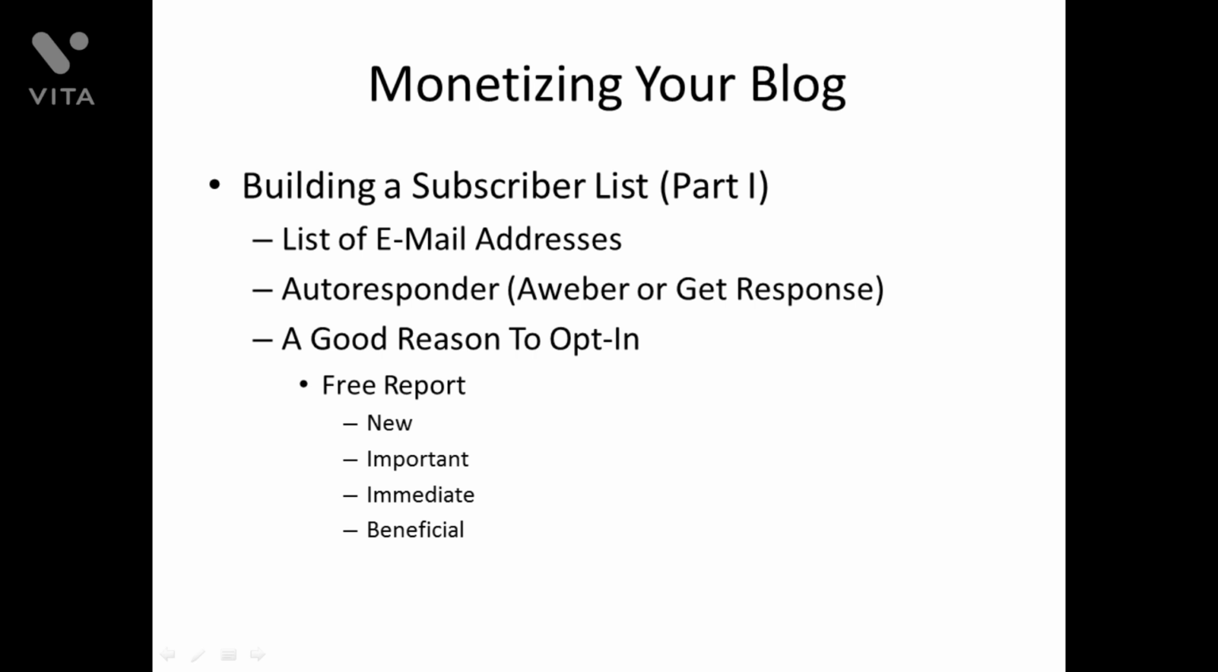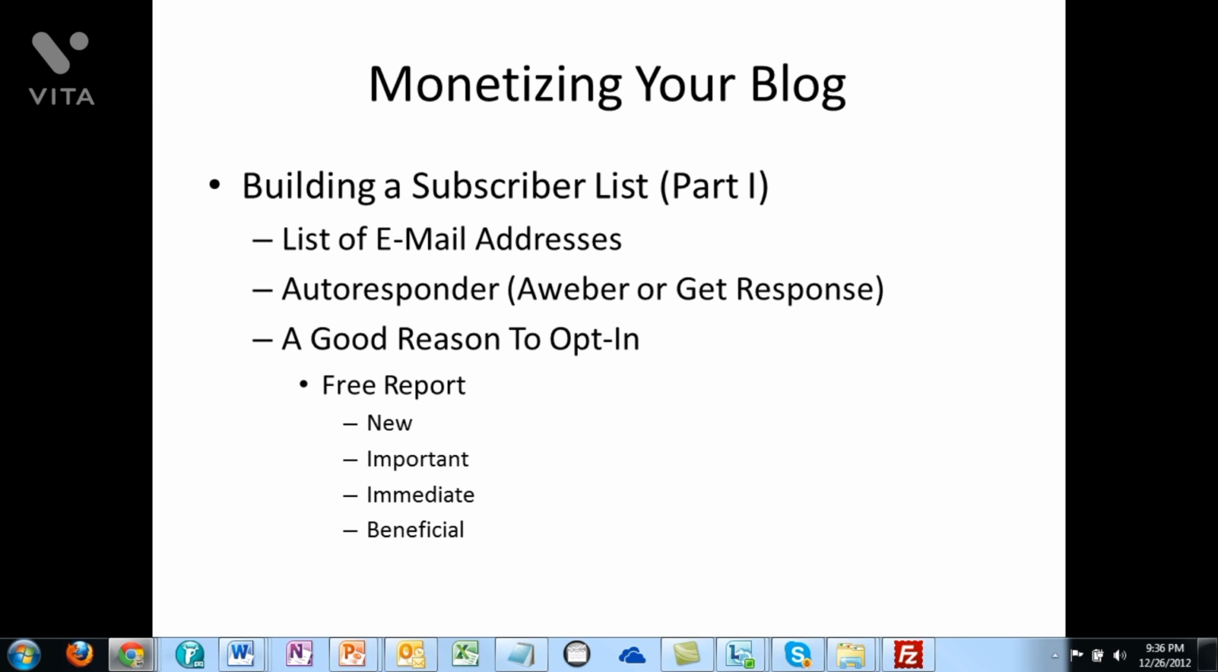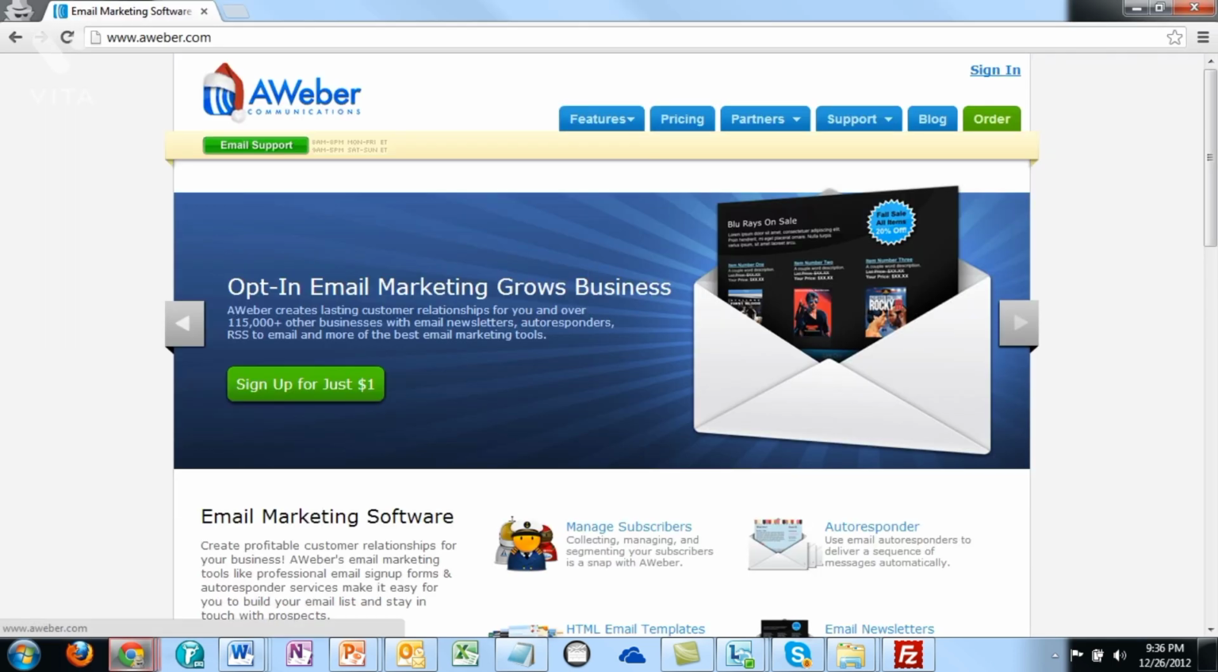So what are you going to need in order to build your subscriber list? Well, you're going to first need an autoresponder, and I'll show you this here in a minute. We'll just slide this right over to the screen here. The name of the site is aweber.com, and you may have already heard of it. aweber.com is a website where you can create an autoresponder message.